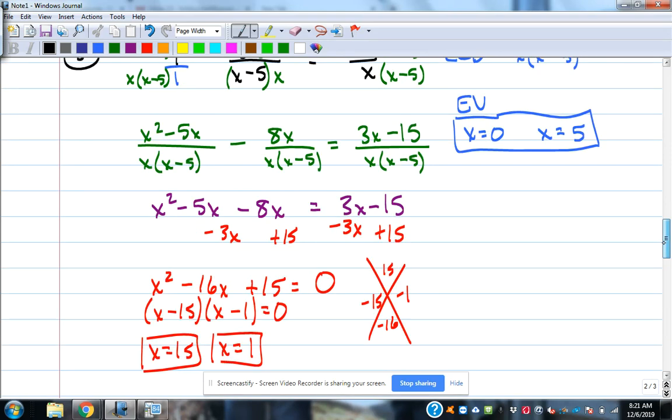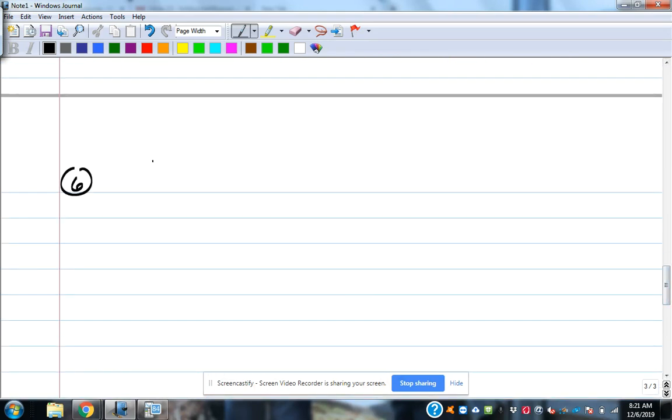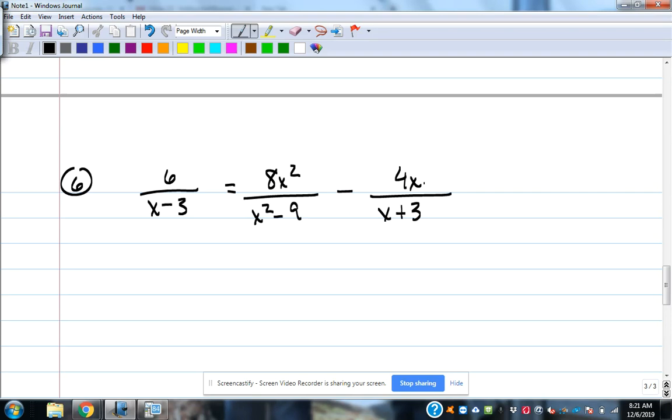Number 6 is this: 6 over x minus 3 equals 8x squared over x squared minus 9 minus 4x over x plus 3. So think about what we did yesterday and what your first thing is. There's a difference of squares in the denominator. So that's going to tell us that it'll factor as x plus 3, x minus 3, which is kind of nice because look at the denominators of the other fractions.